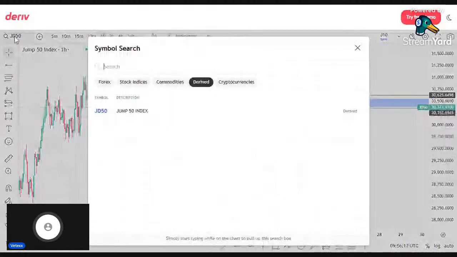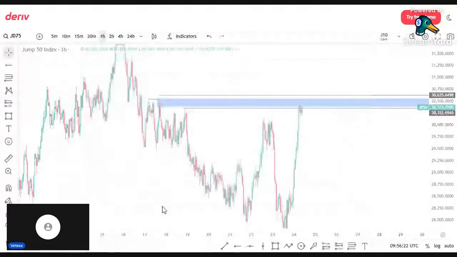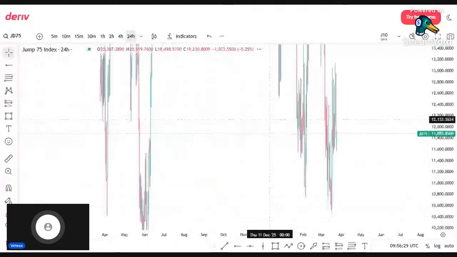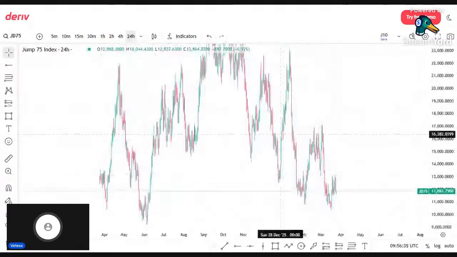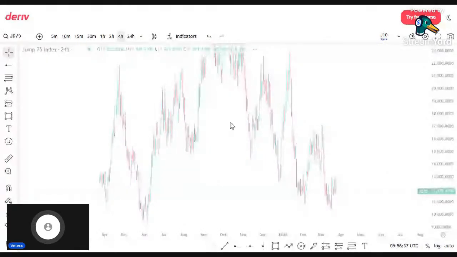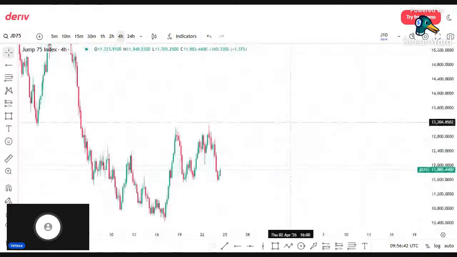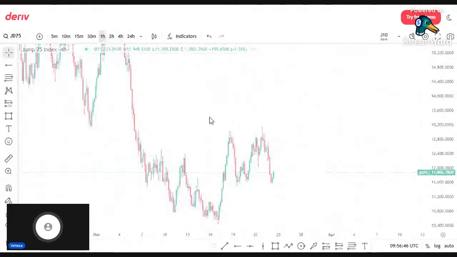So the next one is going to be what? Jump 75. What do you have on jump 75? Jump 75 has been bearish also. So on the 4 hour time frame, do we have any sell structure on jump 75? On the 4 hour time frame, nothing. So on the 1 hour time frame, what do we have on jump 75?